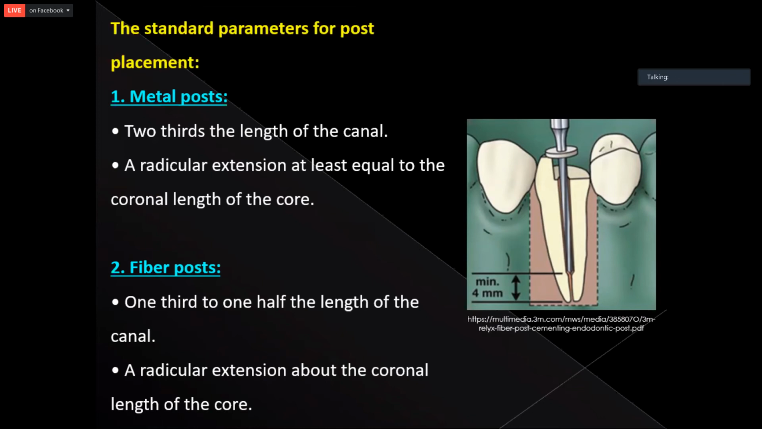Usually, the distance will be around 3 to 5 mm. This is the usual, the remaining GP in the apical part. We usually leave from 3 to 5 mm.